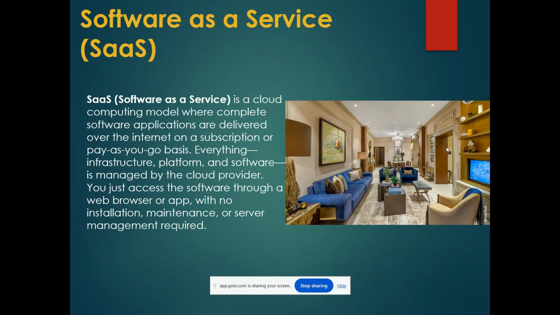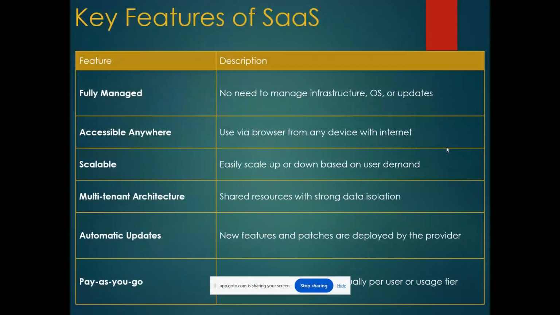That's it. Okay. And if you see the key features of SaaS, the first feature is fully managed: no need to manage infrastructure, OS or updates. Accessible anywhere: use via browser from any device with internet. And scalable: easily scale up or down based on user demand. Multi-tenant architecture: shared resources with strong data isolation. And next is automatic updates: new features and patches are deployed by the provider. So as I said, development and testing, all these things will be done by the provider itself. And the same pay as you go: for how many users are logging into your application, how many users are accessing the application, only for that will you be paying.